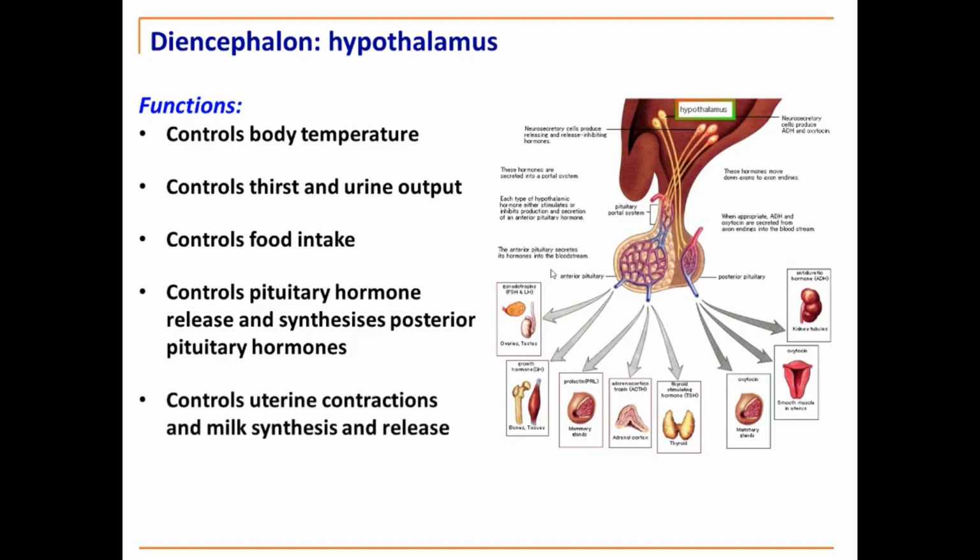And it controls uterine contractions and milk synthesis and release. So it's involved in the production of prolactin, which is involved in milk synthesis. Prolactin actually comes from the anterior pituitary, but it's being regulated via the hypothalamus. And oxytocin is made in the hypothalamus and released from the posterior pituitary. And that's involved in uterine contractions and milk letdown or milk release. And as we've mentioned, it participates in your sleep-wake cycle, along with other aspects of the brain that we'll go through.